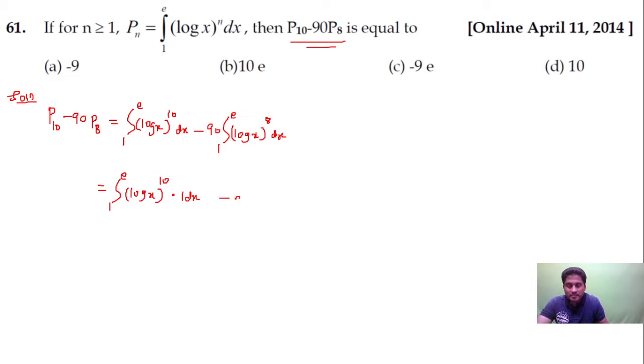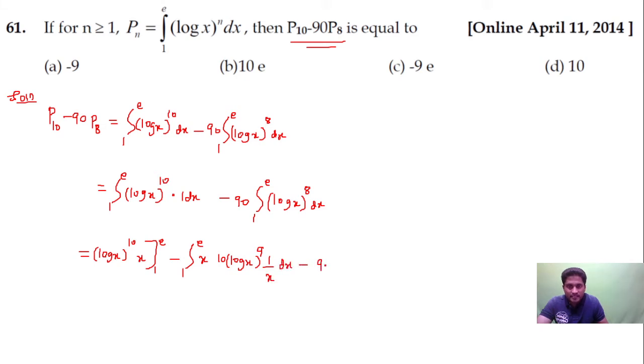And this I'll keep as it is, 90 times the integral from 1 to e of (log x)^8 dx. So let us use by parts. First function is (log x)^10. Integration of dx is x between the limits 1 to e. First times integral of second, minus integral of second, which is x, times differentiation of first function, which is 10 into (log x)^9, and differentiation of log x is 1 by x, and then dx.